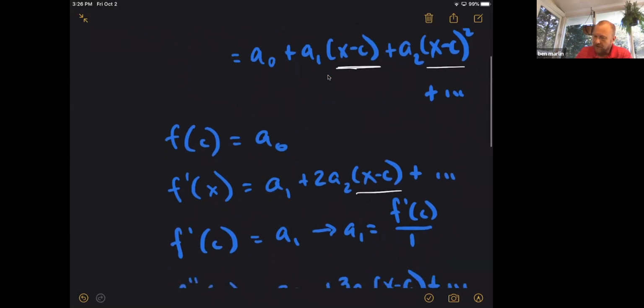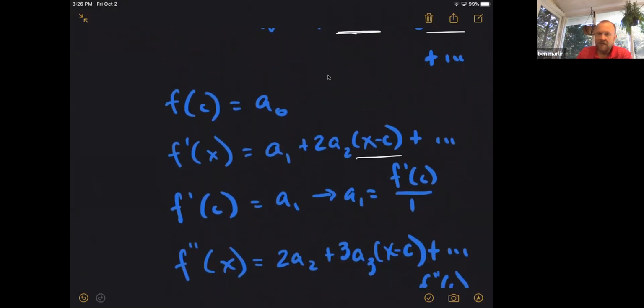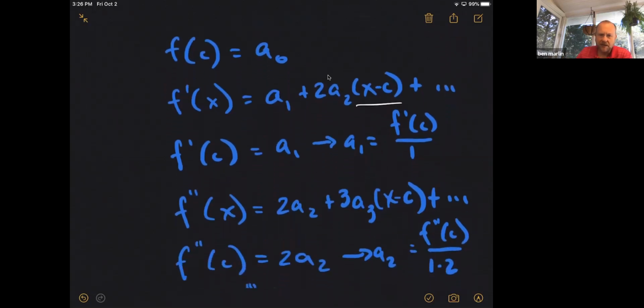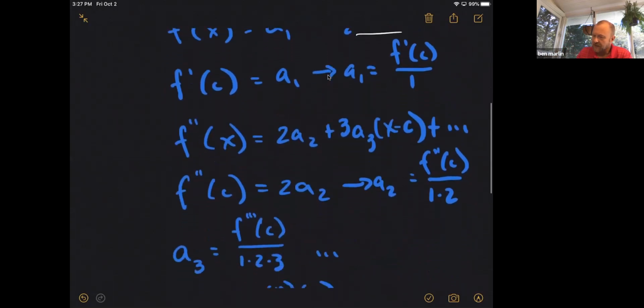And you'll see why here in a second, because we do the next derivative, and watch what happens. We just get the terms marching their way to the front, and they just drop off powers of x as they go because of the derivatives. But now this time, since our f double prime of x has a 2a2 as that leading term, when we plug in the c, we're going to get 2a2 is equal to our f double prime of c. So that means our a2 is going to be f double prime, the second derivative, evaluated at c, divided by 1 times 2. And when we do the third derivative, we'll get a 1 times 2 times 3, and so forth.